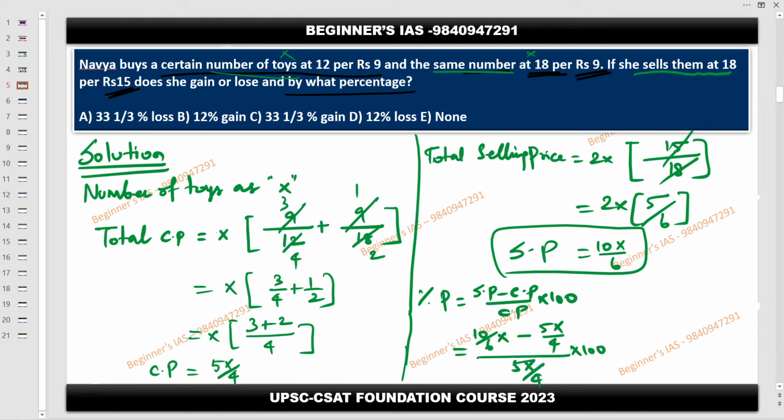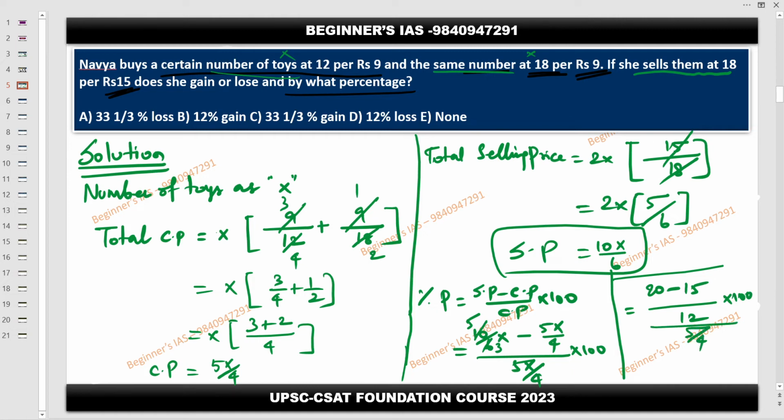into 100. X gets cancelled here. In the numerator, you can take x as common, and X is present in the denominator, therefore you can cancel that. Then cancel this, 5, 3. Then take the LCM as 12. If you take the LCM as 12, then 3 into 4s are 12, so the numerator 5 into 4s are 20. Here 4 into 3s are 12. Then the numerator 5 into 3s are 15. So into 100.